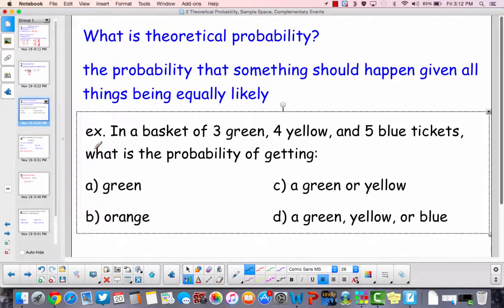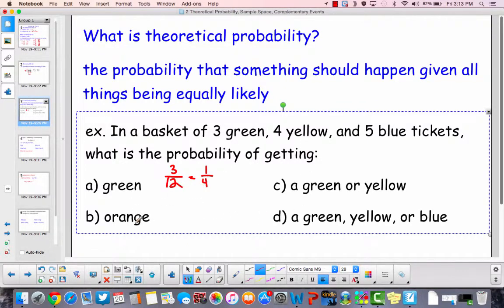Okay? For example, in a basket of 3 green, 4 yellow, and 5 blue tickets, what is the probability of getting a green? Well, first of all, we have to know how many green are there. Well, there are 3 green, out of how many? 3 plus 4 is 7, plus 5 is 12. So we have a 3 out of 12 probability of pulling a green ticket at random out of a bag. So you have a 1 in 4 chance of getting a green. Try these.